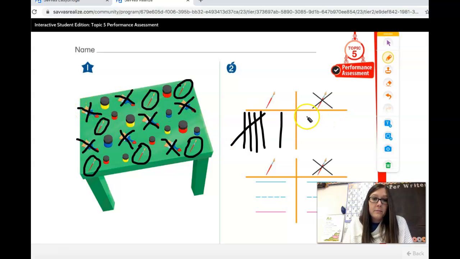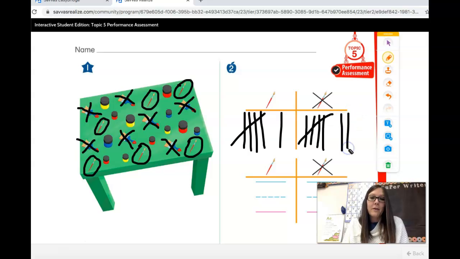Not little. Tally mark. Not little. Tally mark. Not little. Tally mark. Not little. Tally mark. Not little. Tally mark. Not little, tally mark, and not little, tally mark.